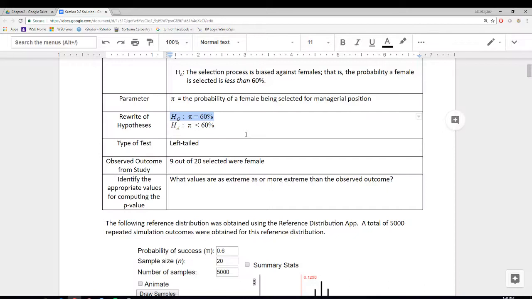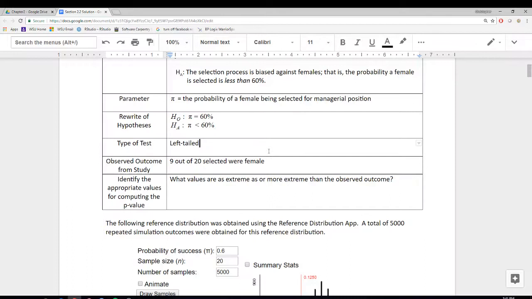The alternative hypothesis is the hypothesis that supports the research question. In particular, we were interested in whether or not females were being discriminated against. And if that's the case, the probability of a female being selected would be less than 60%. So the alternative hypothesis represents the research question.